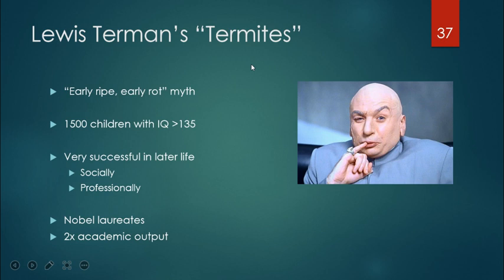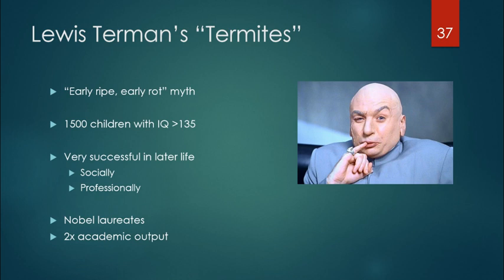All right, my last slide here, I want to briefly talk about Lewis Terman and his termite study. So back in Lewis Terman's day, which was the early 20th century, there was this idea that children who were very bright when they are young will fizzle out in later adulthood. They will be these social recluses. They will be inept. The myth was this: early to ripe, early to rot. So if they are very bright children, then they will be sort of failures as adults. That was the myth at the time.